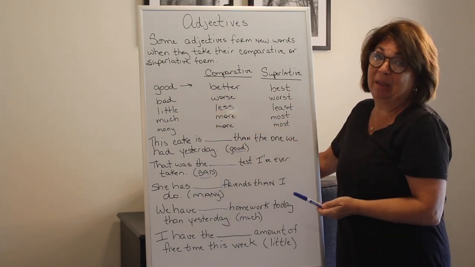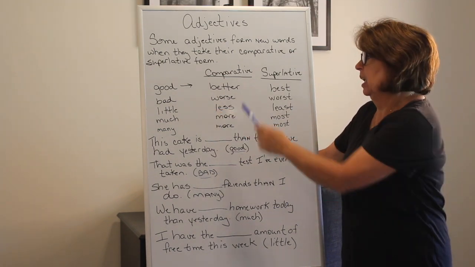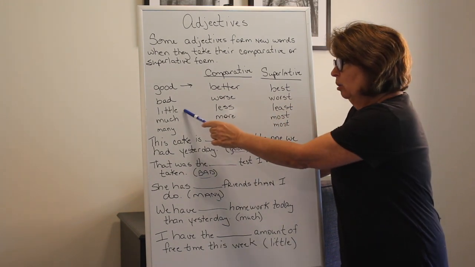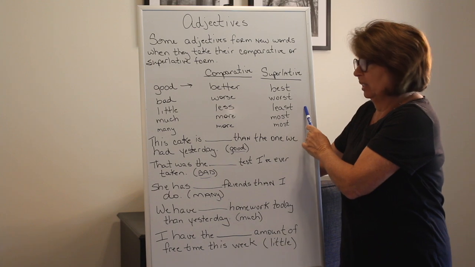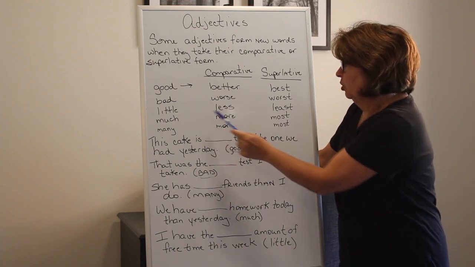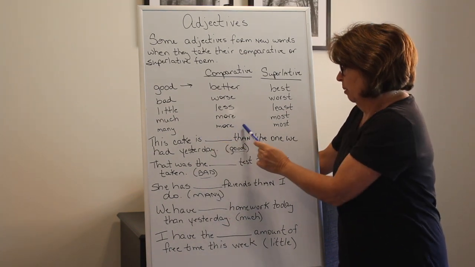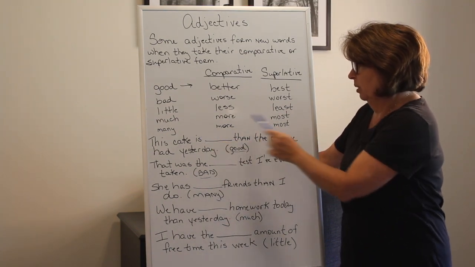Bad does not become badder or more bad or less bad. It becomes worse or worst. Little becomes less or least. Much becomes more or most. And many becomes more or most. So these two are the same.